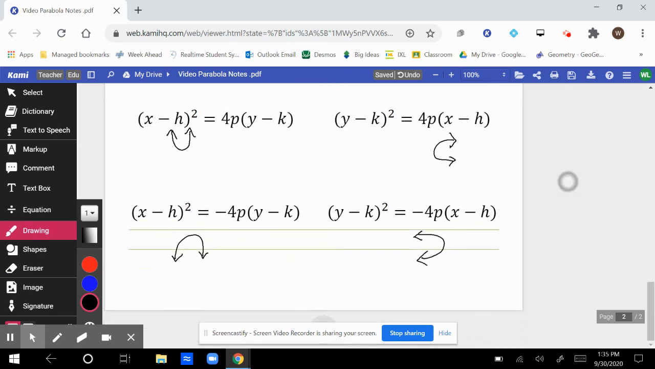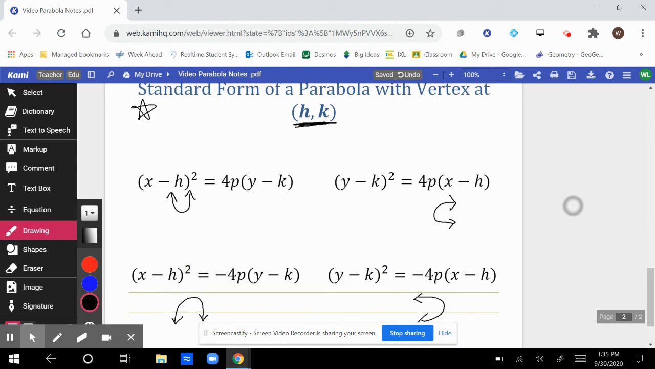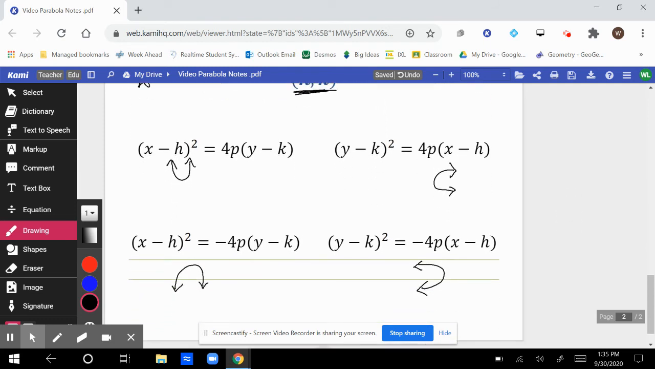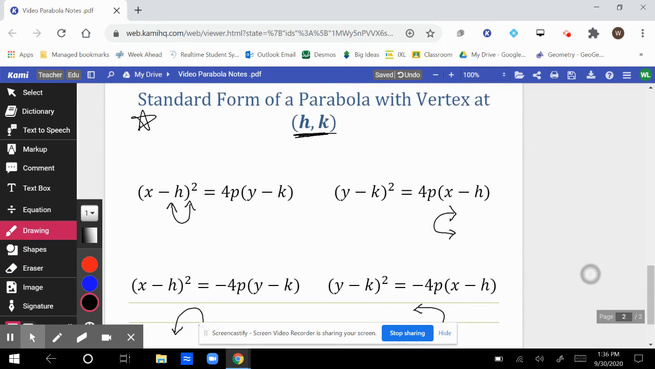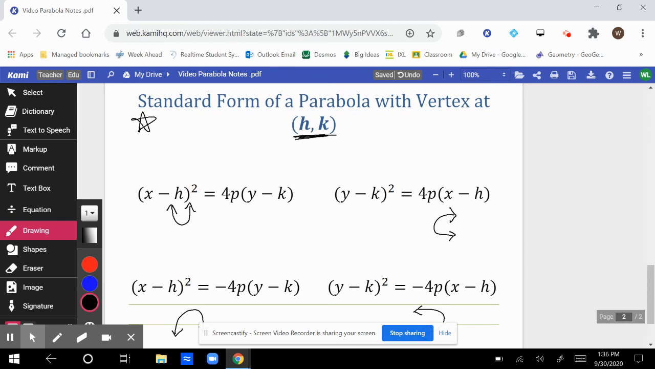The thing I want to point out to you guys today is that you should notice only one of the variables is squared, either x or y. On the left, x is squared, y is not. On the right, y is squared, x is not. Also notice some of them have a negative in front of that 4p, the others do not. So the way that you determine whether the parabola opens up, down, left, or right is 2 things: which variable is squared, and whether the coefficient on the other side is positive or negative. Basically, is that p value positive or negative?